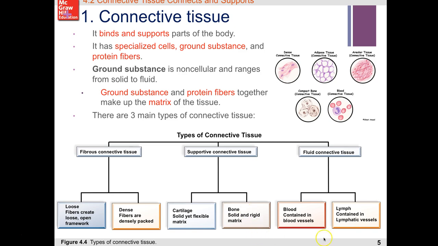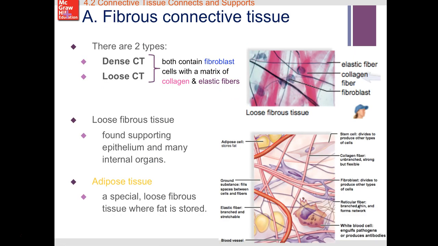And we could break down connective tissues into three different types. We have our fibrous connective tissue, and that will be broken down into loose connective tissue and dense connective tissue, which we'll look at closely in the next slides. And then we have supportive connective tissue broken down into bone and cartilage. And then we have our fluid connective tissue broken down into blood and lymph, which is a special fluid that we'll discuss in a moment.